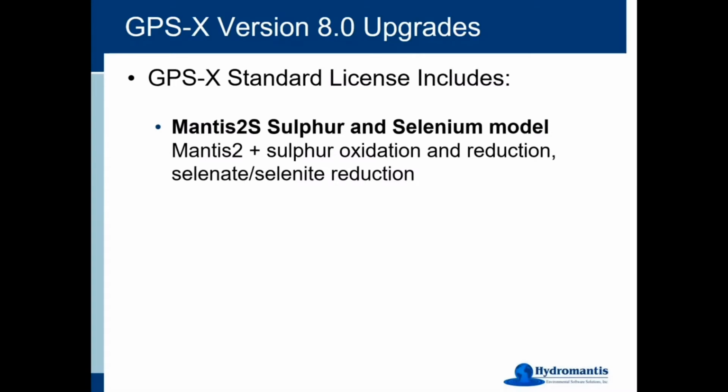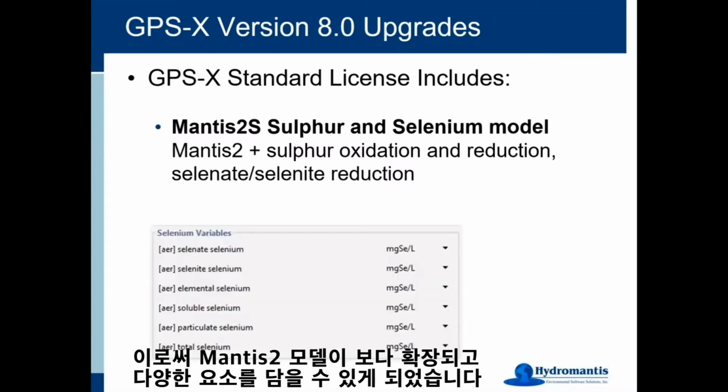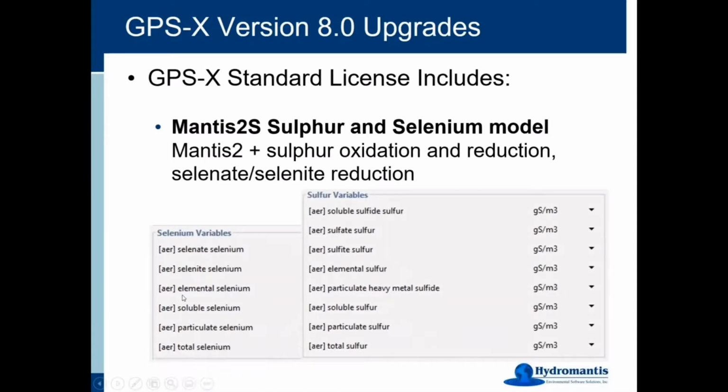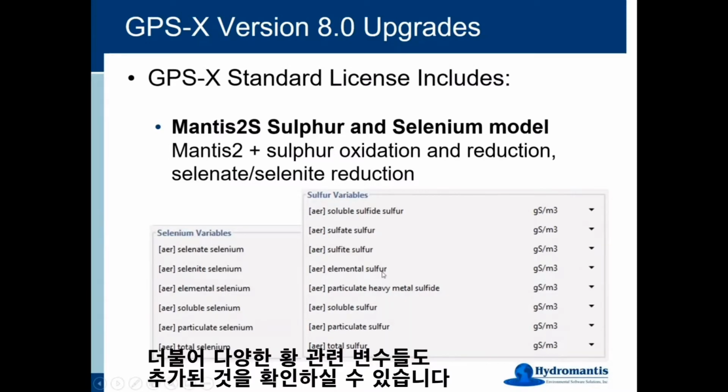In addition to that, everybody will also have access to our new sulfur and selenium model too. This one, as I mentioned before, is really taking the Mantis 2 model and expanding it, adding new components, adding selenium and adding sulfur. And you can see here we have lots of different forms of selenium, selenate, selenite, elemental selenium, because we're going through this reduction process with the biomass, and same thing with the sulfur, many different forms of sulfur that you can find.